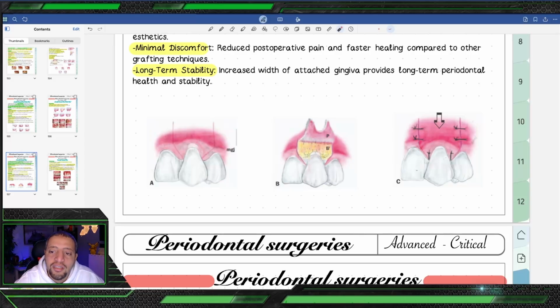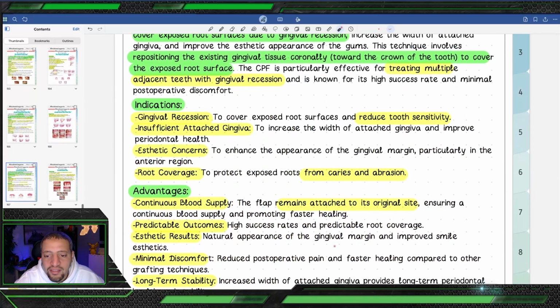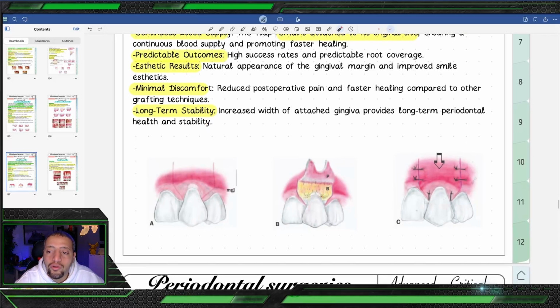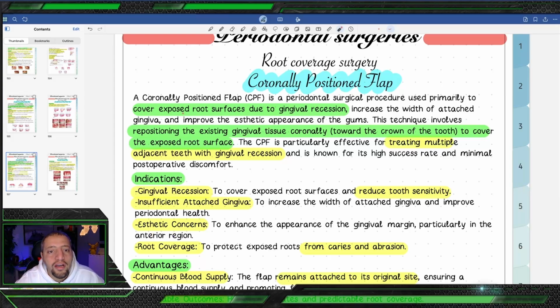Second, the recession can be maximum 3. If it's more than 3, it's not predictable; 2 is predictable. If it's 3, okay, we can get away with this one. But if it's more than 3, if you remember this one, can we do the coronally positioned flap here? There is no attached gingiva to stretch it coronally. So in this area, we are going to do 2 or 3 maximum, and then we're going to suture it in this area. Okay?